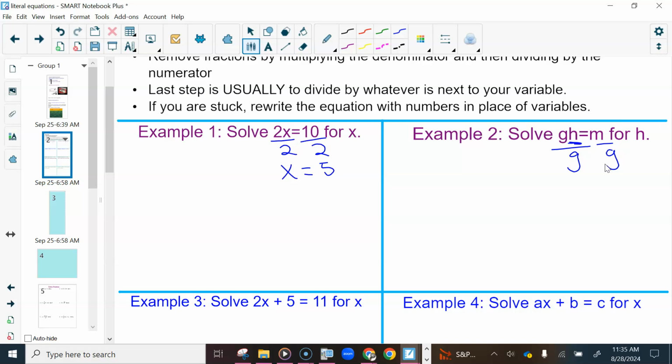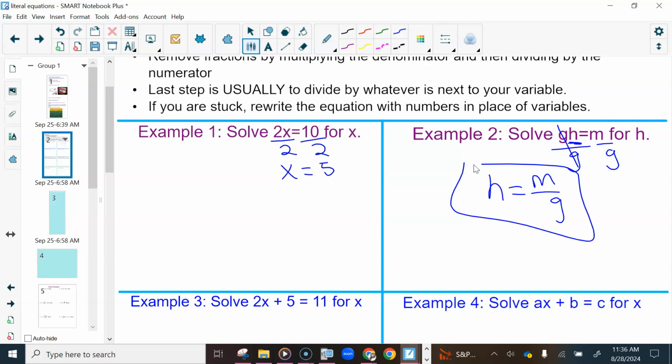Now, when we divide both sides by g, this still cancels like it would here. However, these are not numbers, so we can't do anything with them. We can't combine them. It just becomes m over g. We rewrote it, basically. This would be our answer: h equals m over g.